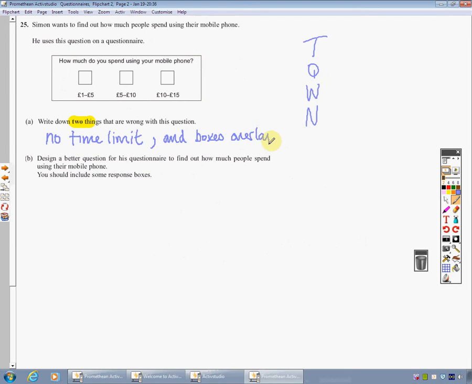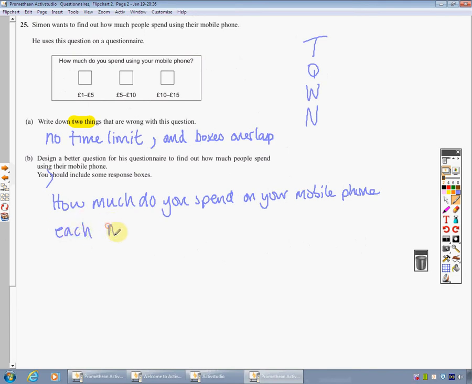Part B, he's on a better question for his questionnaire to find out how much people spend on their mobile phone. You should include some response boxes. So you just copy down what it said at the start and correct basically what you've just done. How much do you spend on your mobile phone each month? I've chosen month because it seems lots of people have a monthly contract, but you could have said year, you could have said week. It really wouldn't matter. They just want to see that you've got a time limit to it.